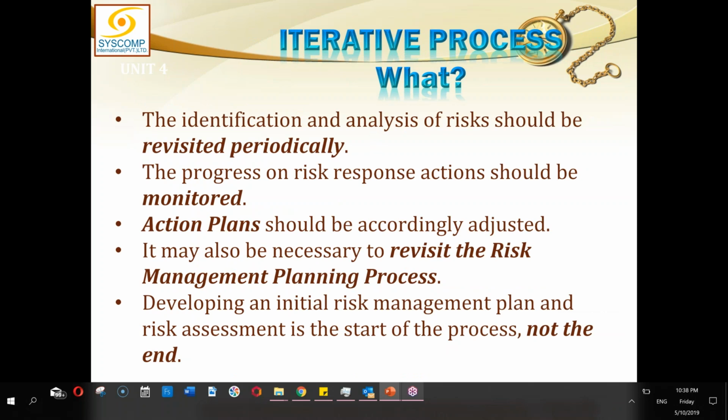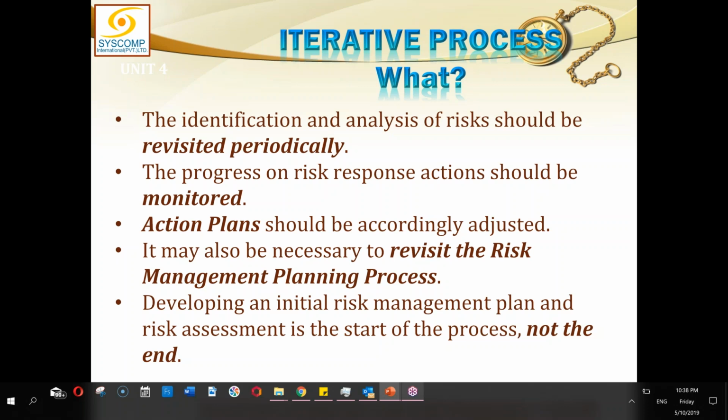One thing we understand is that this is an iterative process. This is a continuous process. The identification and analysis of risk should be revisited periodically. The progress on risk response actions should be monitored. Naturally, action plans should be accordingly adjusted. When and where we find anything changing, we should amend it, and we should progressively elaborate and keep changing our plans. It may also be necessary to revisit the risk management planning process.